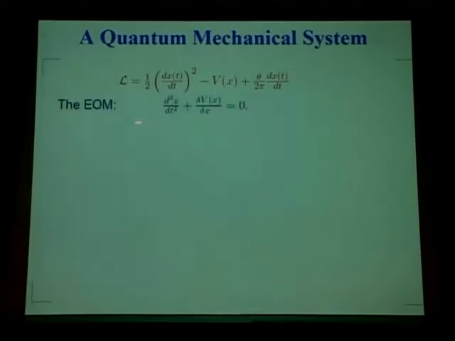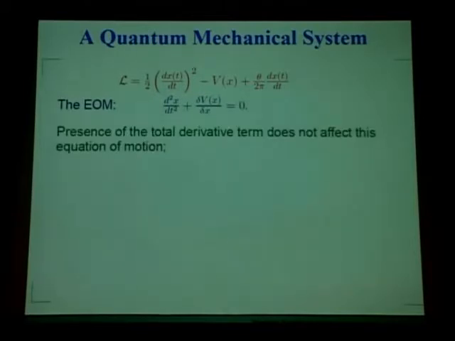The equation of motion for this system is the second derivative of x with respect to time plus the variation of the potential with respect to x equals 0. There is no sign of the total divergence term. There is no dependence on the parameter theta. So the presence of the total derivative term does not affect this equation of motion.